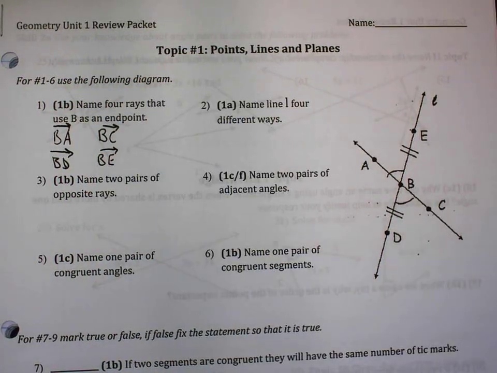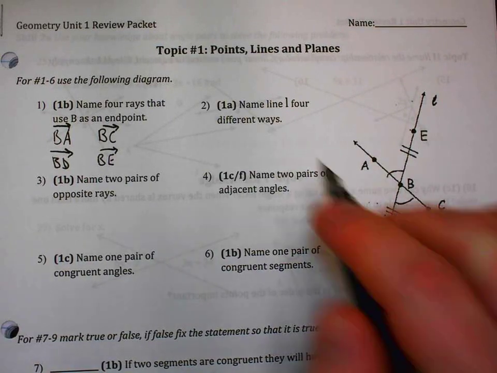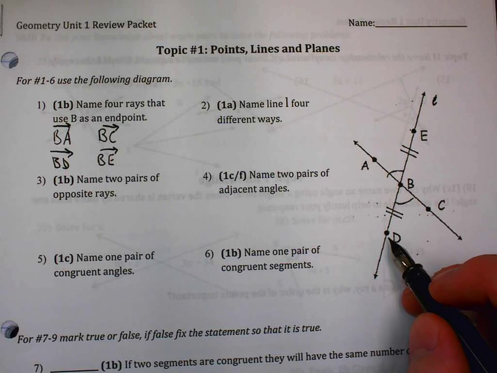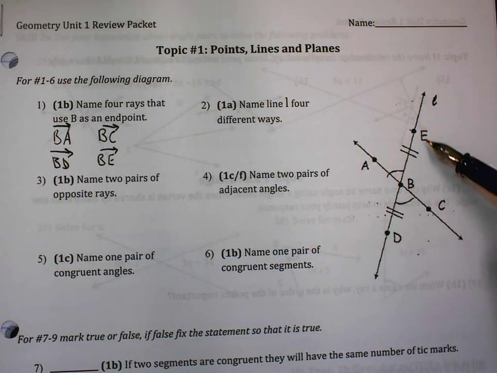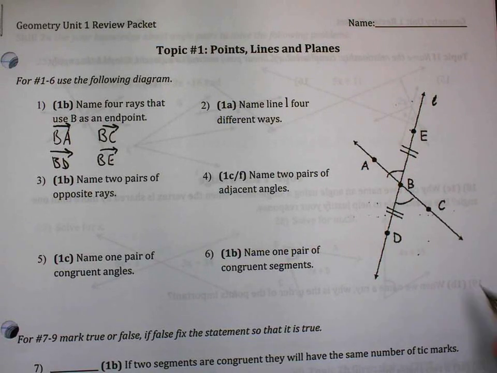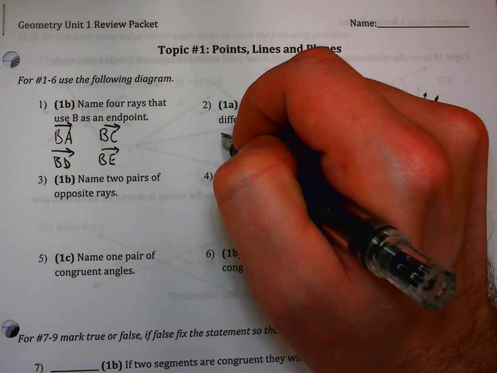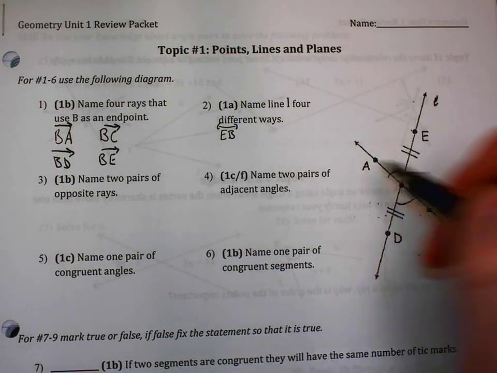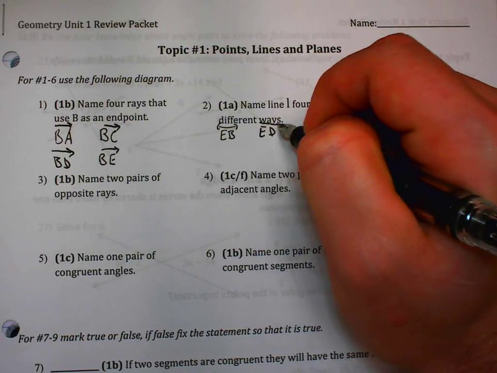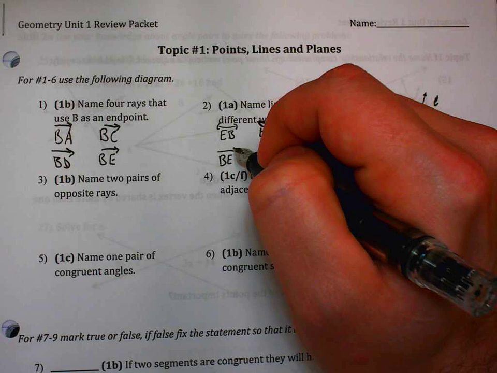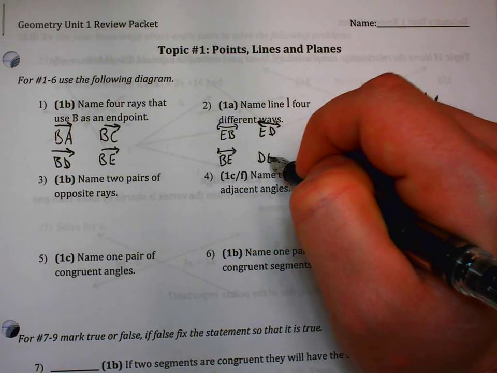Number 2, name line L 4 different ways. To name a line, we use 2 points that are on that line as well as the line symbol above it. So line L has 3 points we can use on it, E, B, and D. So I just need to pick some combination of 2 of those and put the line symbol over it. So I could call this EB, ED, and I can switch these around, BE and DE.